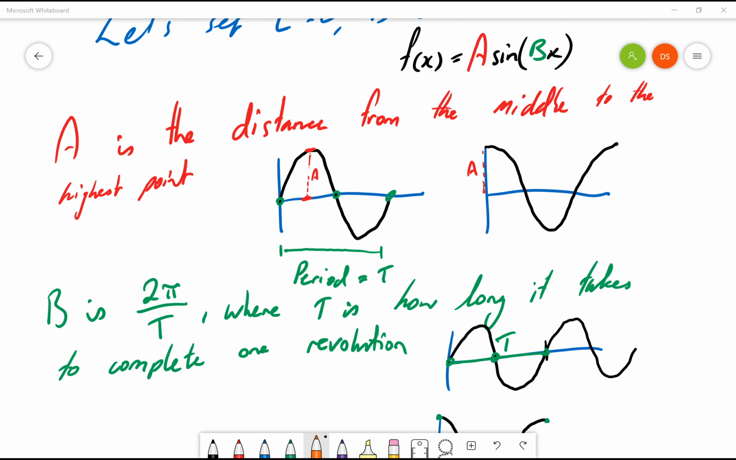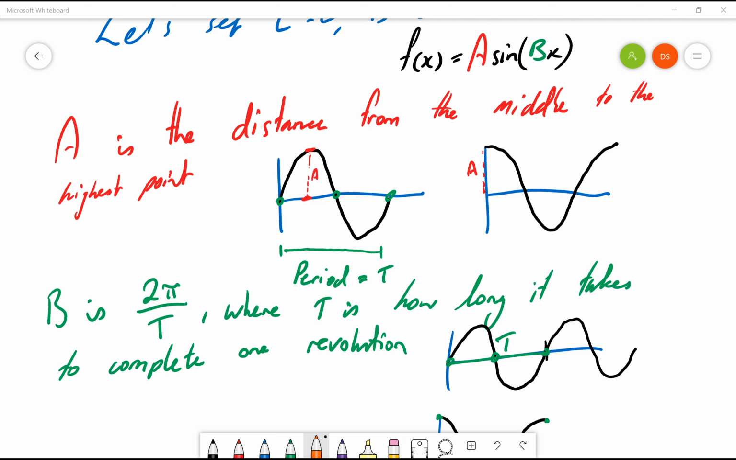Is b always 2 pi over t? Pi is spelt with just pi, there is no e, and yes, b is always 2 pi over t, as long as t is the period. How long it takes to complete one revolution. So one revolution is really important to us. One cycle of the sine function.